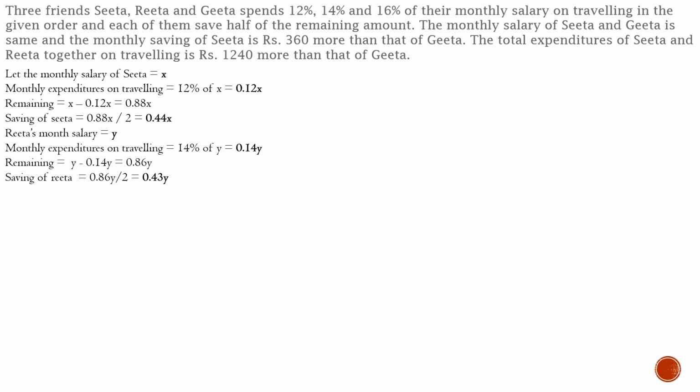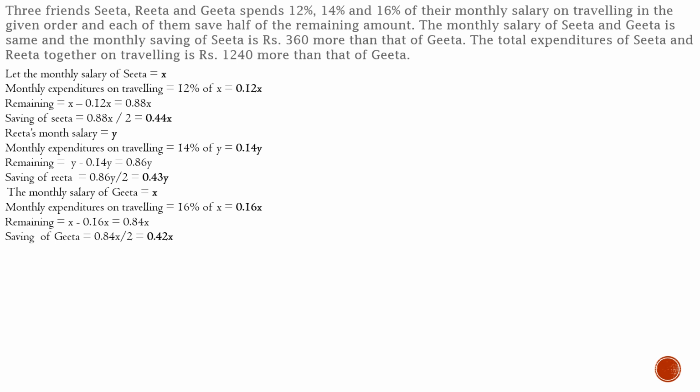Next, for Geeta, Geeta's monthly income is the same as Sita. So we will take the monthly salary of Geeta as X again. Now in this, she spent 16% on traveling. So the money spent on traveling will be 16% of X, so 0.16X. So the remaining amount will be X minus 0.16X. So 1 minus 0.16 is 0.84X. Now half of the remaining is 0.84 divided by 2, that is 0.42X. So this is the saving of Geeta.